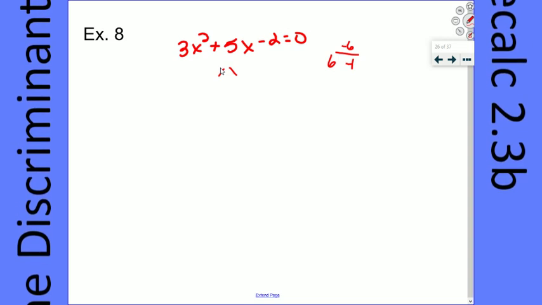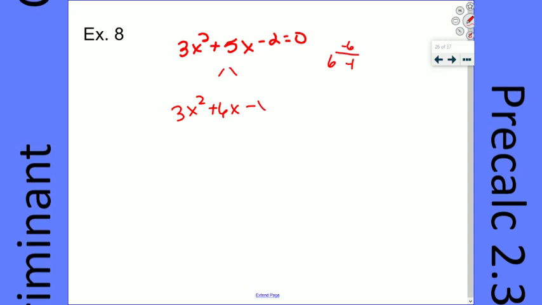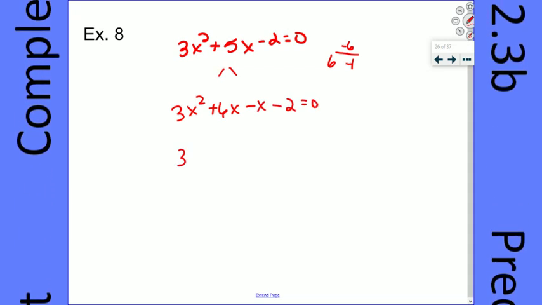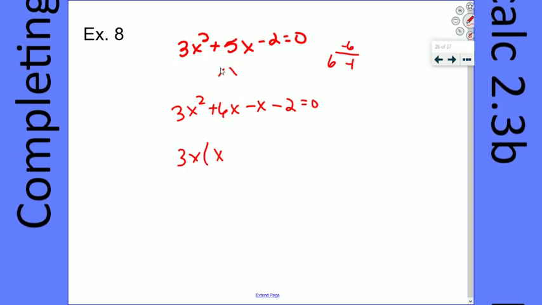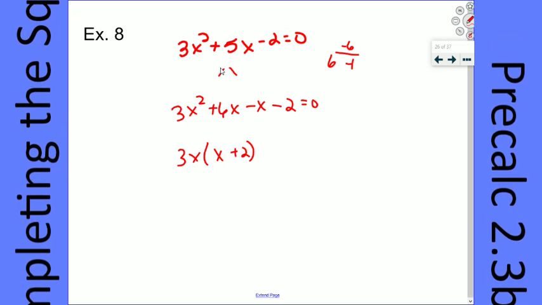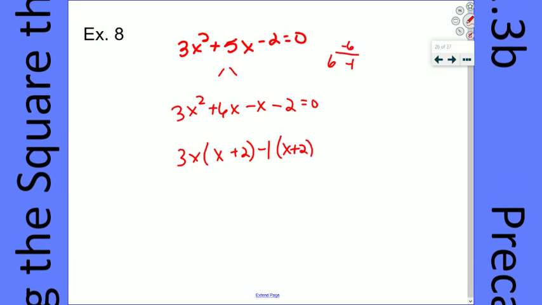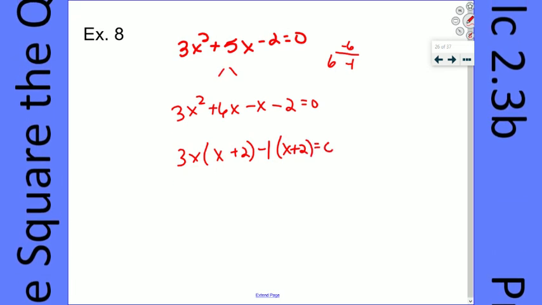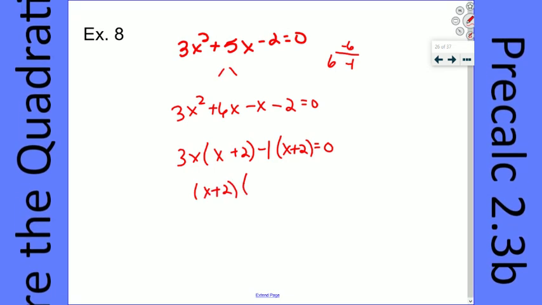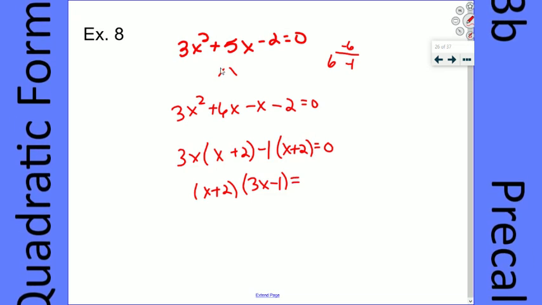All right, so if we take 3x squared plus 6x minus 2 equals 0, we can factor this and get 3x times x plus 2. And the second group of 2 has a negative 1 in common, so we factor that one out. Negative 1 times x plus 2. These two parentheses are identical, so we can factor out x plus 2, and then group that with 3x minus 1, which is what's left over after we factor out that x plus 2.